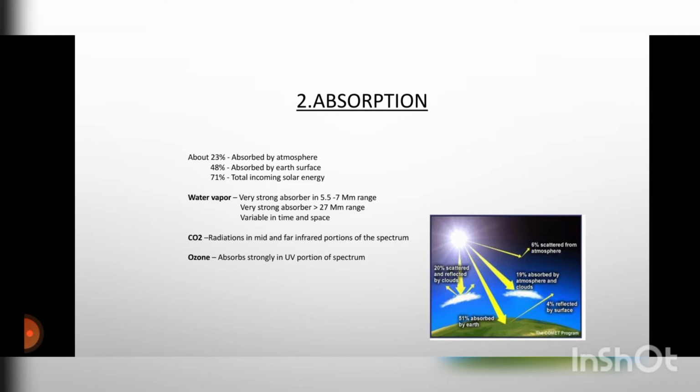These gases absorb electromagnetic energy at certain wavelengths. Therefore, in certain portions of the electromagnetic spectrum, very little energy is absorbed, while in other portions like ultraviolet, nearly all the incoming energy is absorbed. So the portions of the spectrum that are absorbed by atmospheric gases are known as absorption bands.